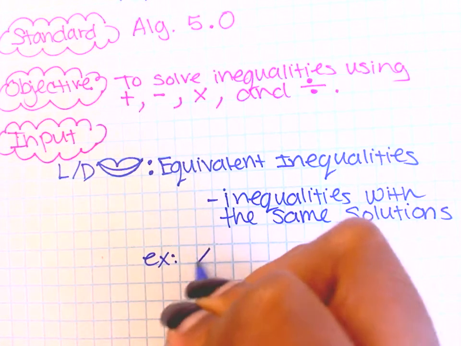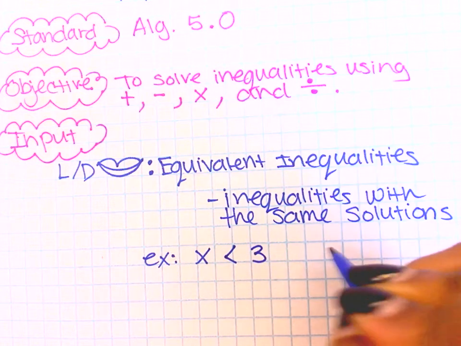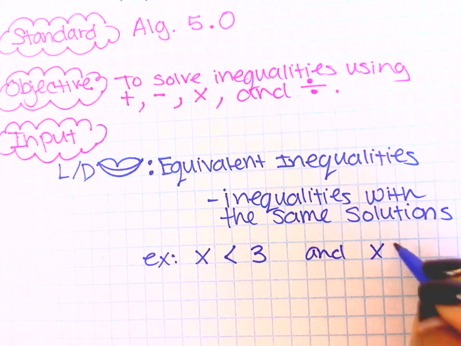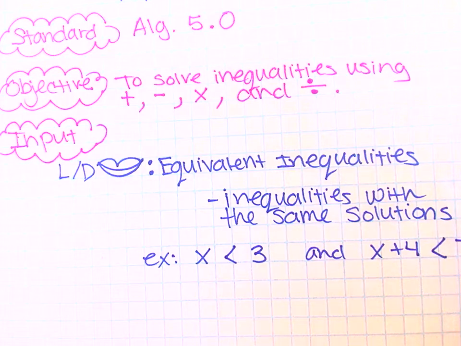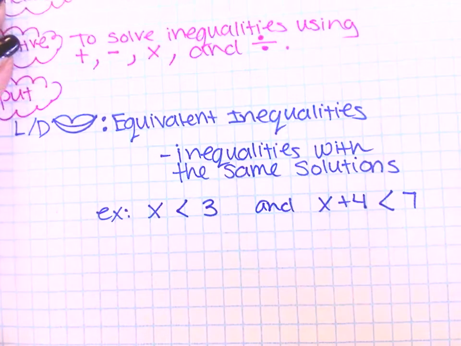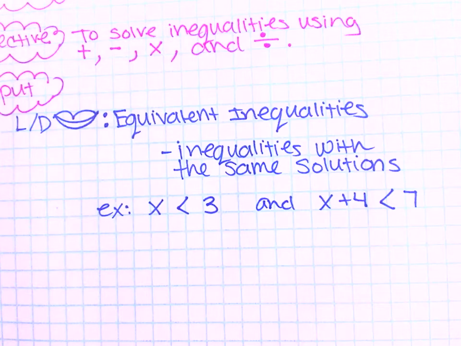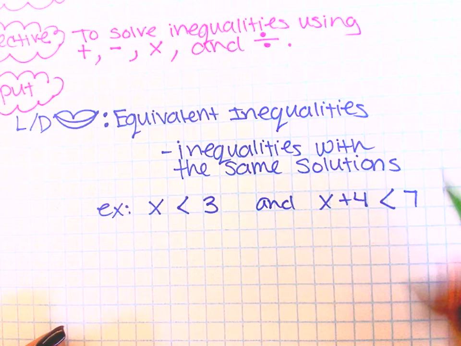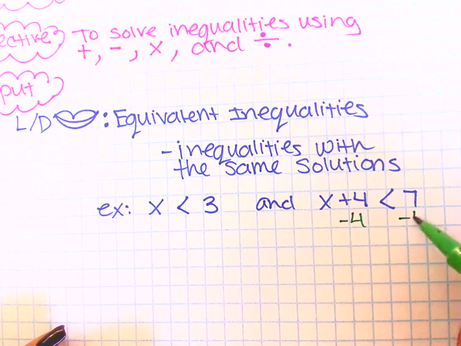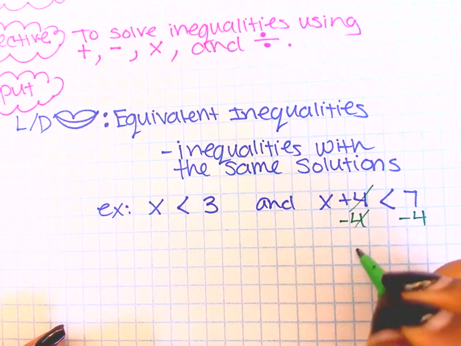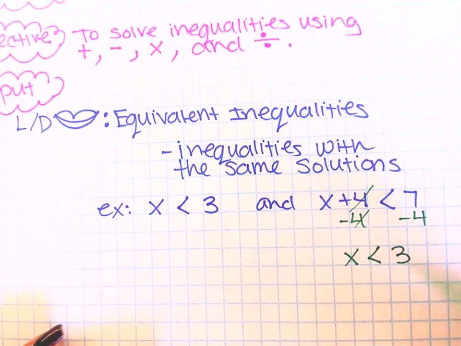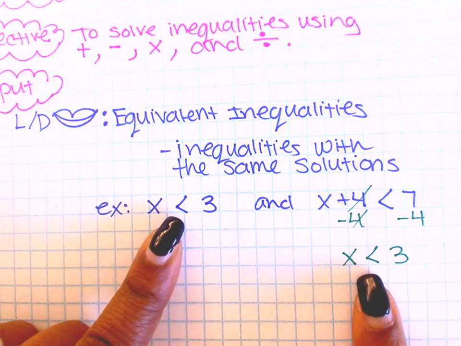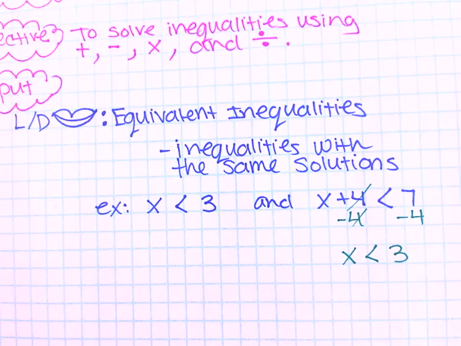For example, I might have x is less than 3, and I might also have x plus 4 is less than 7. These are the same because, if I solve for x on this side and subtract 4 from both sides, these are going to cancel and I'm left with x is less than 3. Are they the same? Yes, they have the same solutions. So that means these are both equivalent inequalities. Hands on your head if that makes sense.